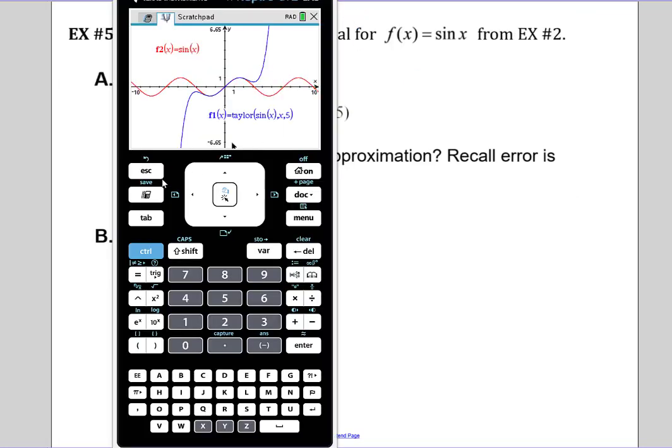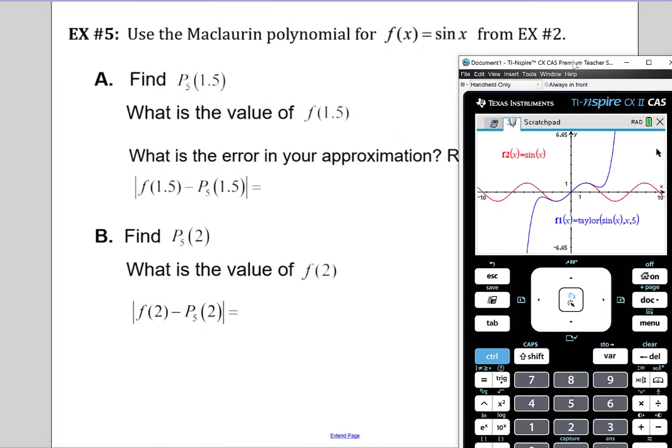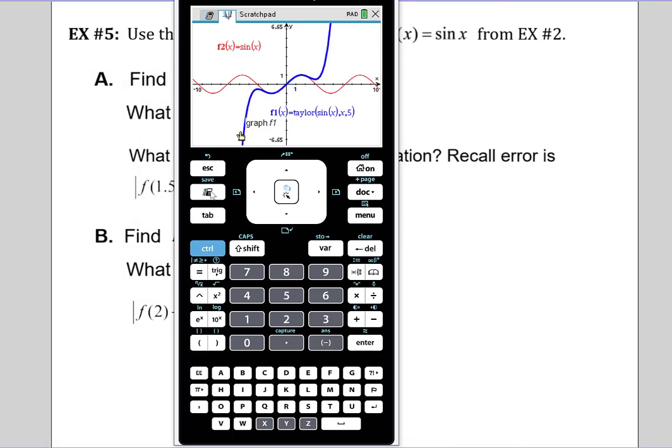Now here's what I've done with my calculator. Okay, let's take a look with our calculator. In the graph window, I typed in Taylor and then added parentheses, put the sine of x, comma x, and then comma 5 because example 2 was our 5th degree Maclaurin polynomial. And then I also typed in the function sine of x for example 5. We're going to use that.